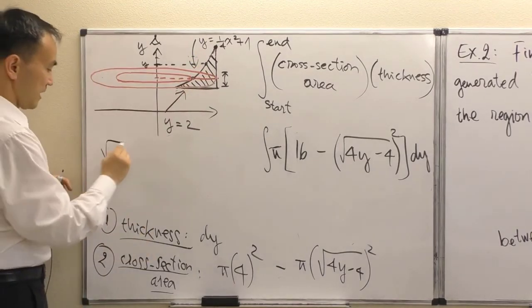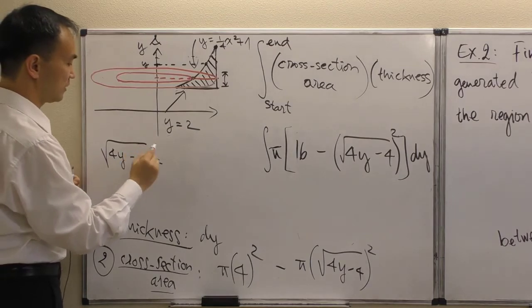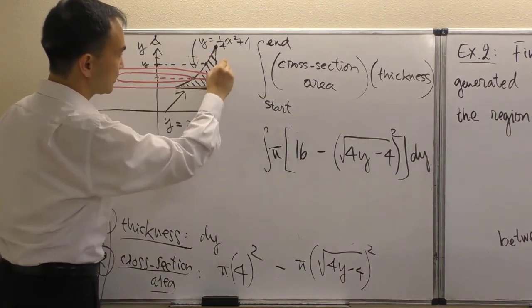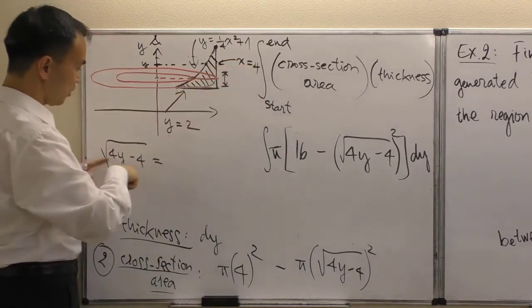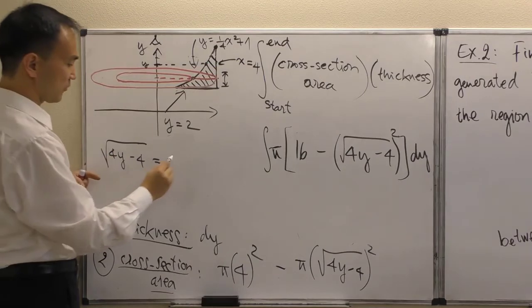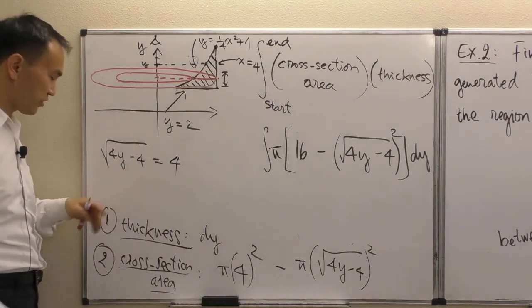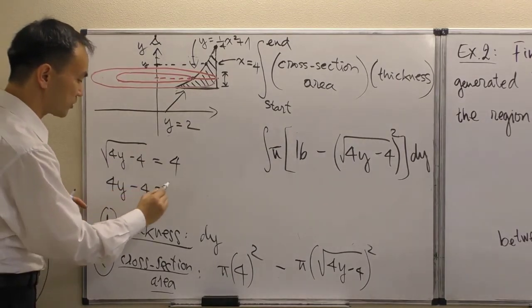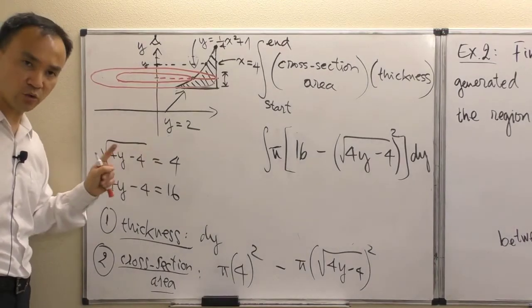So now I'm going to equate square root of 4y minus 4, this line is x equals 4. So I want x equals 4 equal to x equals square root of 4y minus 4. We want that to happen right there. Solve this equation. So squaring both sides, I'm going to end up with 4y minus 4 equals 16. Squaring both sides of the equation will clear out the square root for us.